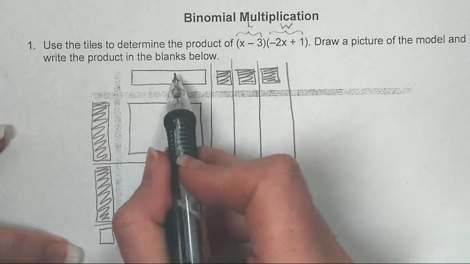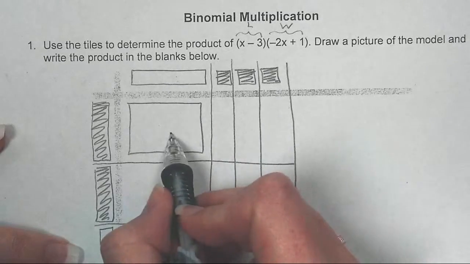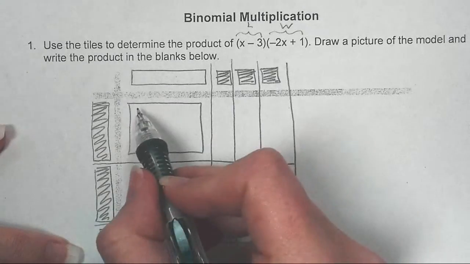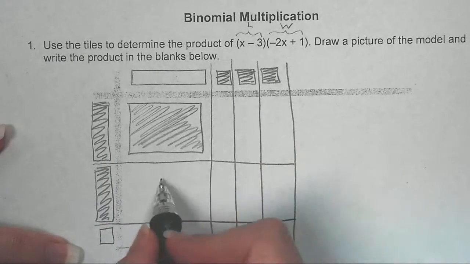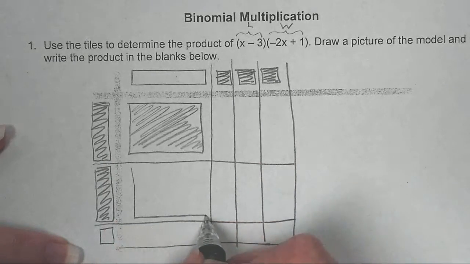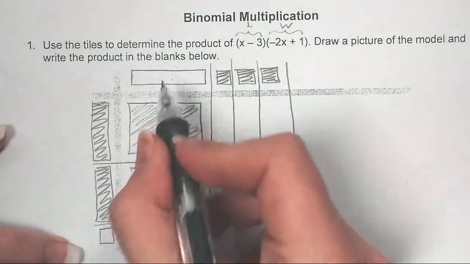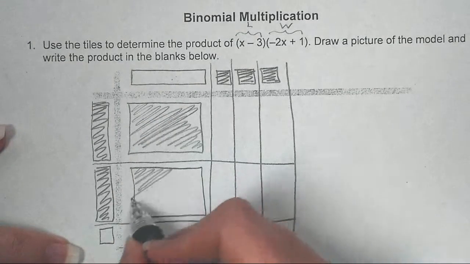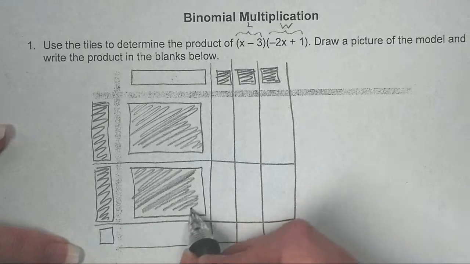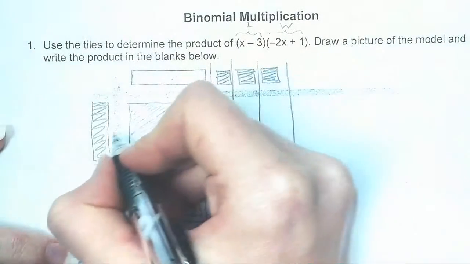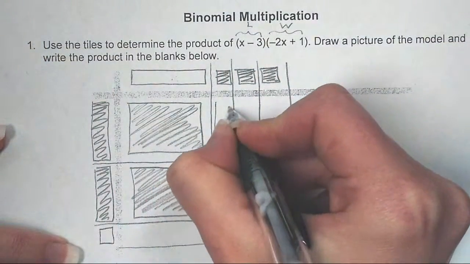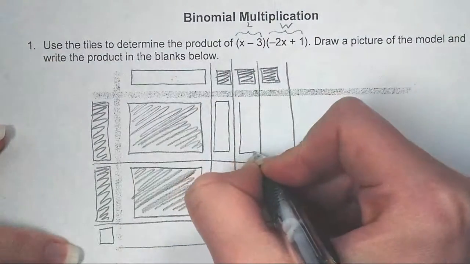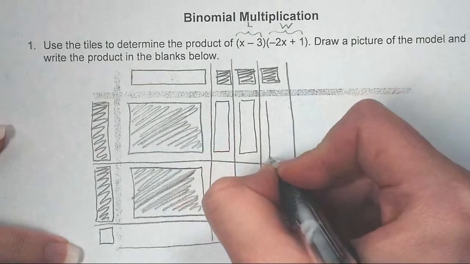Or you could think of it as x times x is x squared. But a positive times a negative is a negative, so we have to shade this one. Same thing here. We have an x times a negative x, so that's going to be negative x squared. And then 1 times x is x. You can also see the shape looks like an x. Same here, and same here.